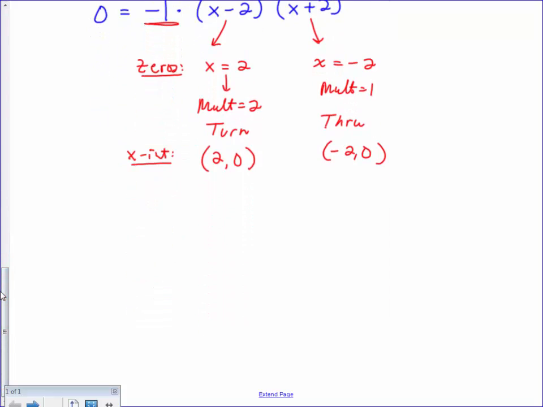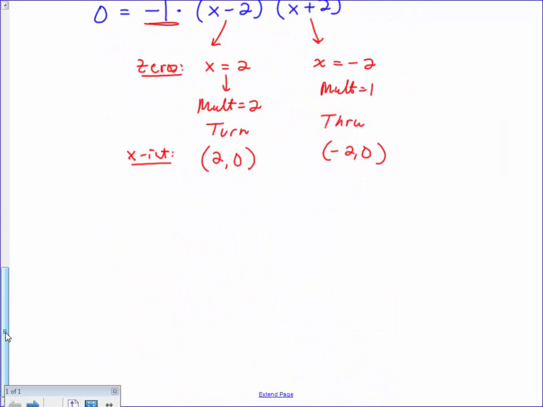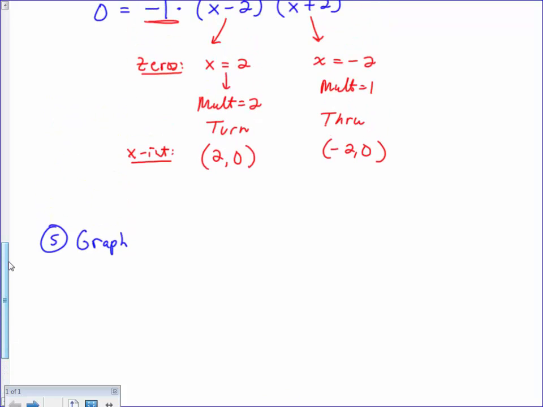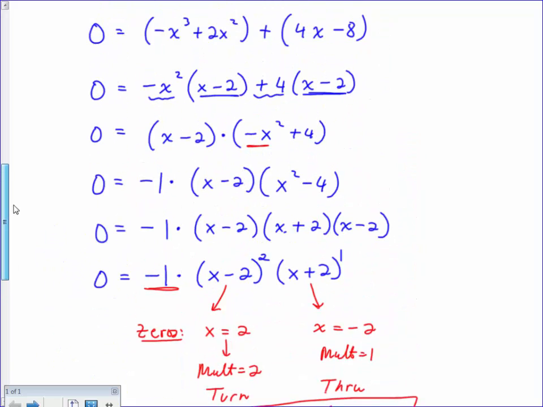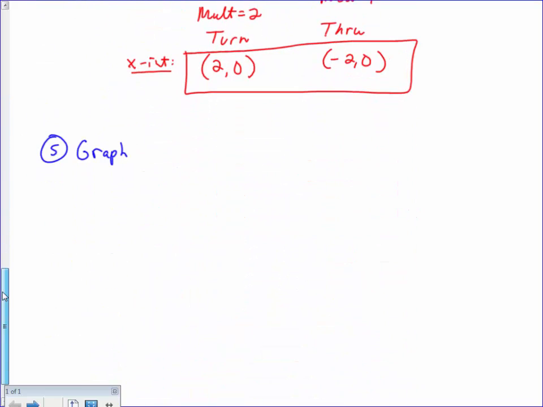Alright, from here we're on to our final and last step, and that is to graph it. So step number 5, graph. The first thing that I want to do is actually plot any points that I have found. I've found these 2 points, and then I've also found up at the top a y-intercept. So I want to plot those 3 points to begin with.